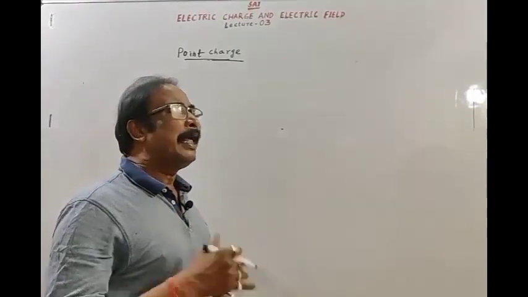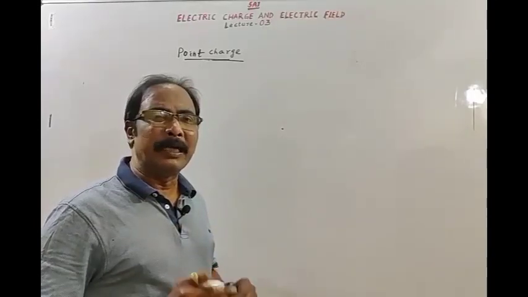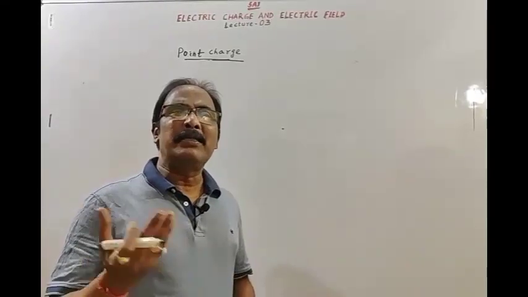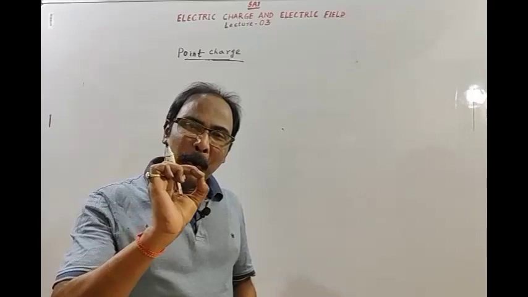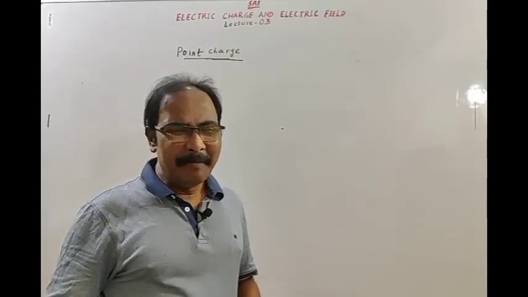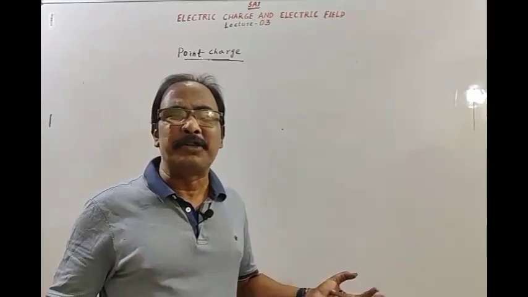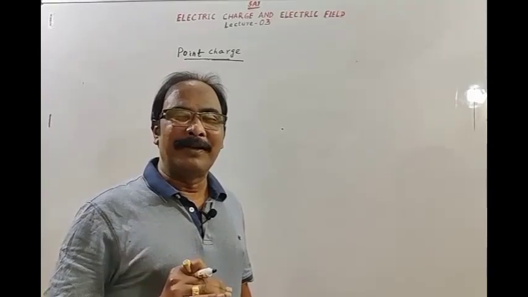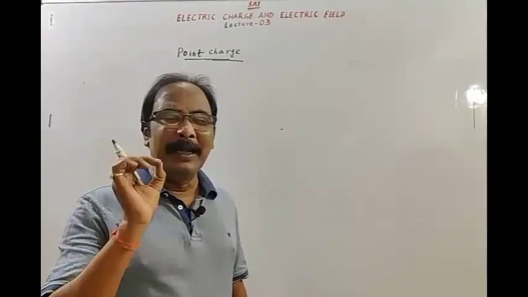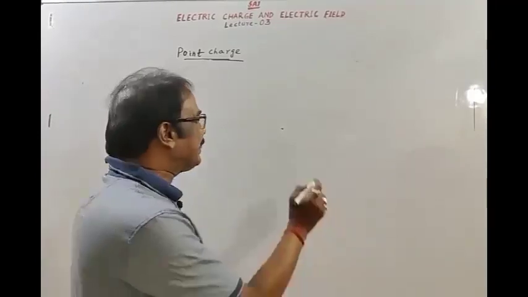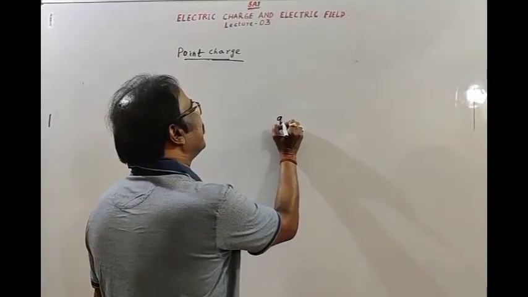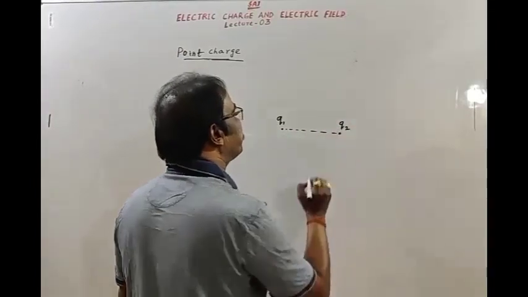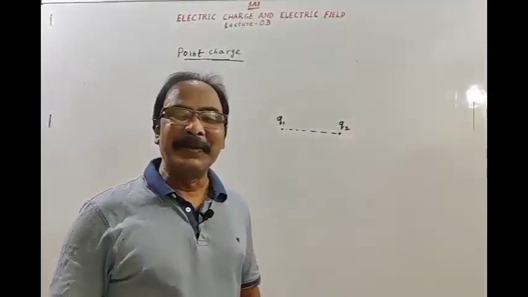So there are different understandings behind point charge. In a simple way, we can say a point charge is a charge located at a point. But how can you compare a point charge to a point? Coulomb's law gives an idea about electrostatic force between two point charges. Let's consider this is a point and this is a point. There are two charges Q1 and Q2.